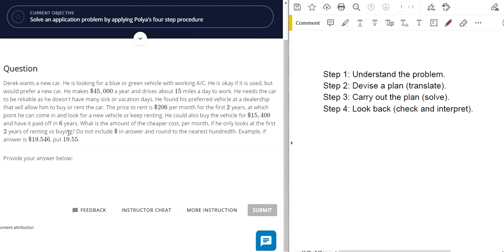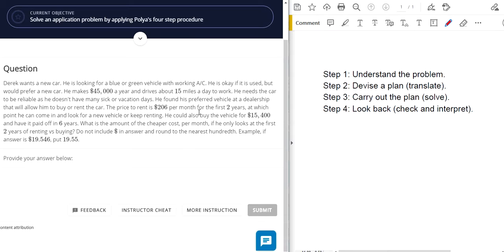Okay. So when we read through the problem, he makes $45,000 a year, drives about 15 miles a day to work. Now the question was about what is the amount of the cheaper cost per month if he looks at 2 years renting versus buying. The question doesn't seem to ask anything about how much income they have. $45,000 a year. Maybe driving 15 miles a day to work will be a factor, depending on if we're choosing between two. He needs a car to be reliable, as he doesn't have many sick days or vacation days.